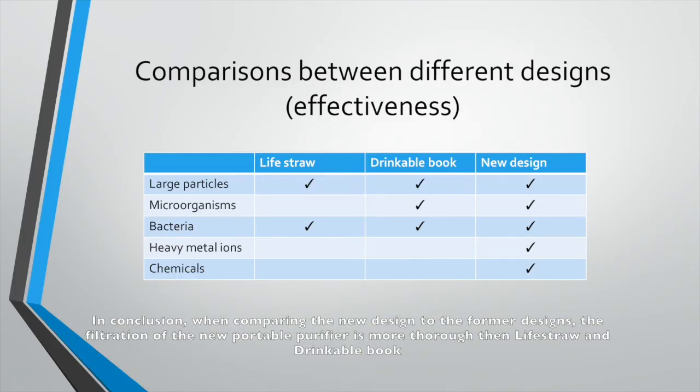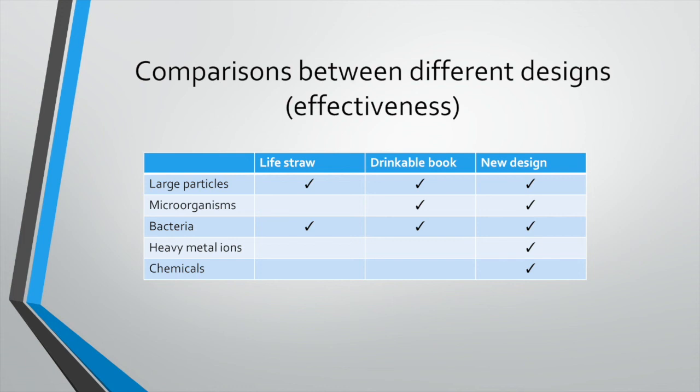In conclusion, when comparing the new design to the former designs, the filtration of the new portable purifier is more thorough than LifeStraw and the Drinkable Book. The new design is able to filter heavy metal ions and chemicals, which the former designs cannot remove. The quality of purified water is raised.